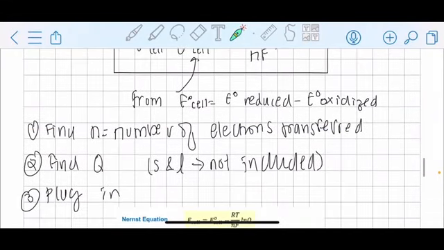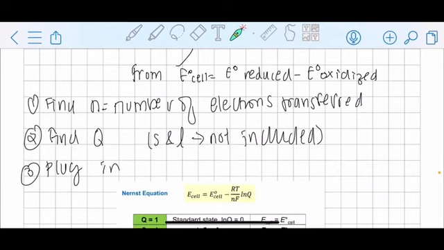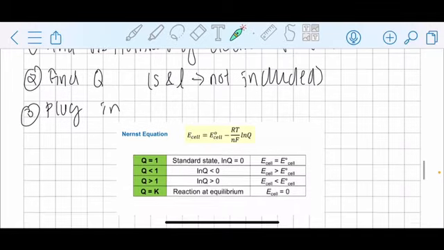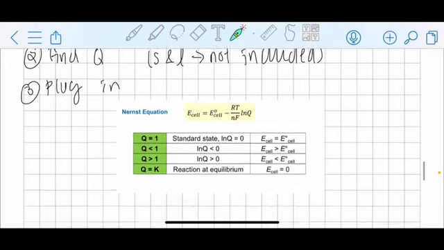Find N, the number of electrons transferred, find Q, where solids and liquids are not included, and then plug it in. Again, Q is in molarity, or M.